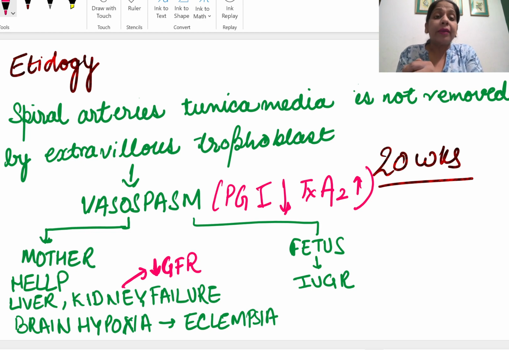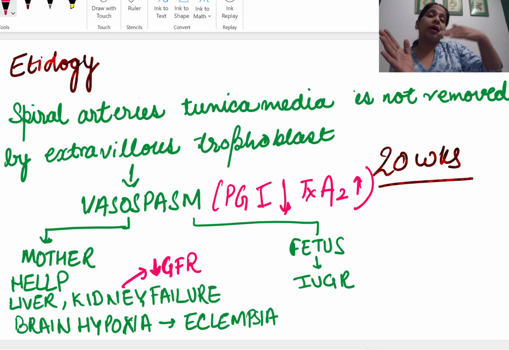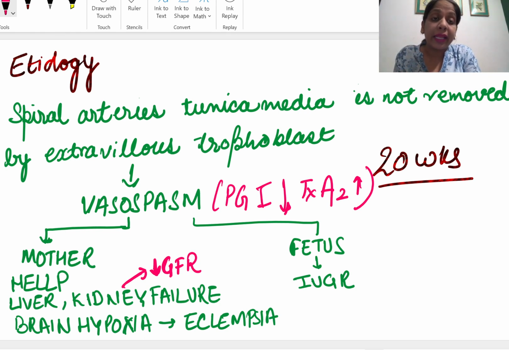Okay, then in the mother, when slowly the whole body, all the vessels go into vasospasm, what will happen in the mother? HELLP will occur, right? What is HELLP? Mainly hemolysis and platelets decrease. This is what happens in the hematology. Then on the other side, liver enzymes increase. Okay, liver and kidney failure occurs because in them also there is vasospasm, and in the brain the cerebral vessels also have vasospasm. So the brain, due to the vasospasm, goes into hypoxia and then eclampsia. Okay, you all know what eclampsia is.